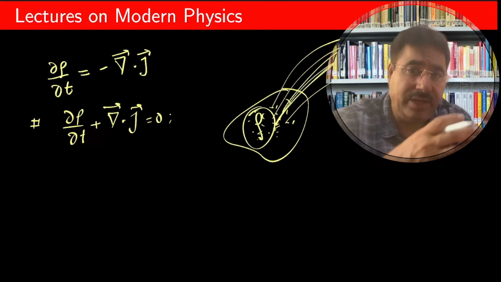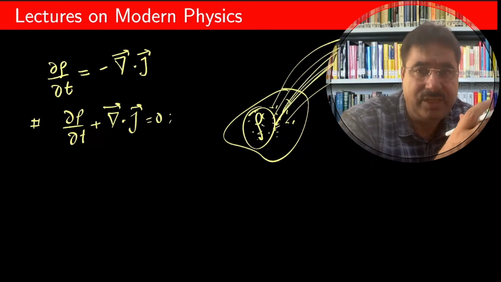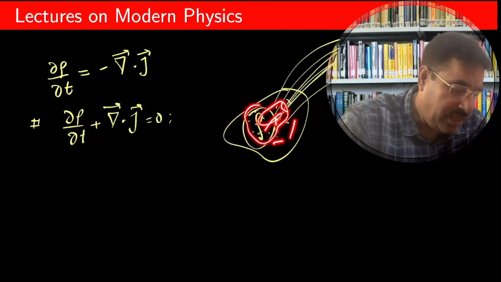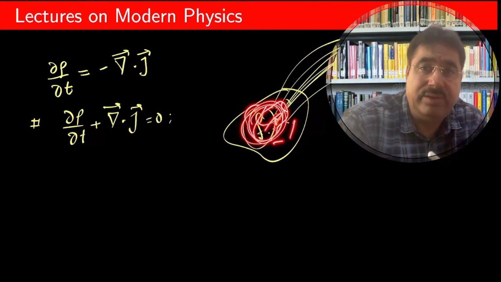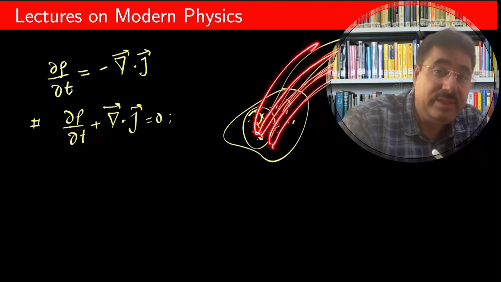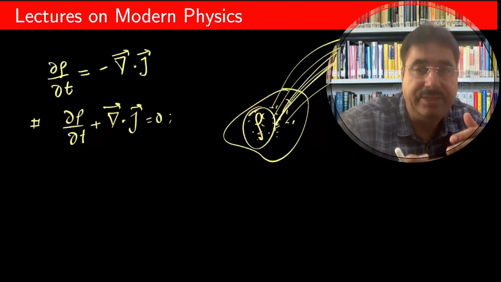So it says that you start with some charges in some region, some initial charges. Now these charges would remain there. You cannot destroy them. The fact that the charges are moving out of this region means the result is that the charge density in this region will decrease.